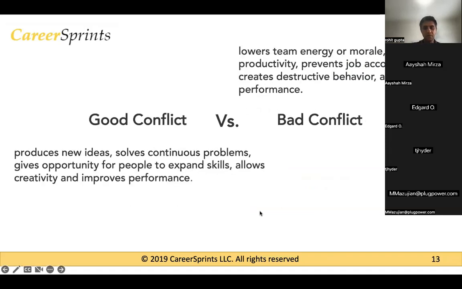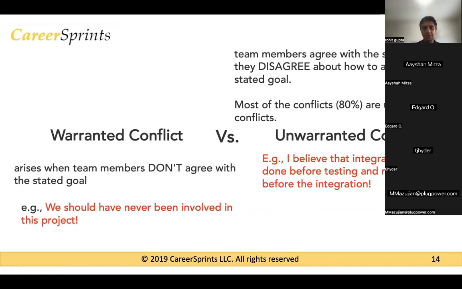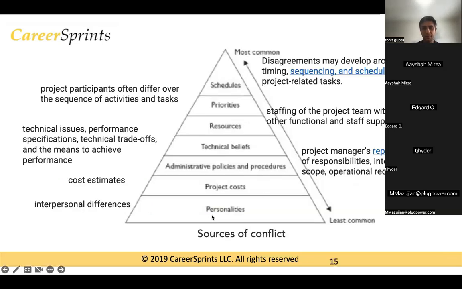Okay. So just understand what the definition of conflict is, what is good, bad conflict, what is warranted, unwarranted conflict. Now let's talk about sources of conflict, right? Whenever a conflict happens between people, there could be multiple reasons why the conflict would happen, right? Now, these are some major or common reasons that have been identified when it comes to sources of conflict.